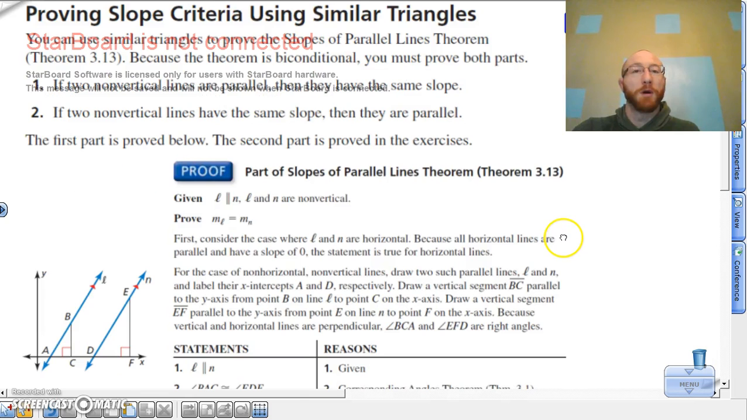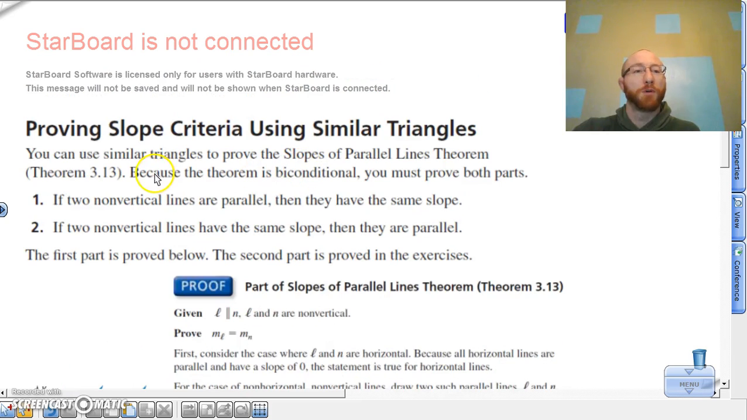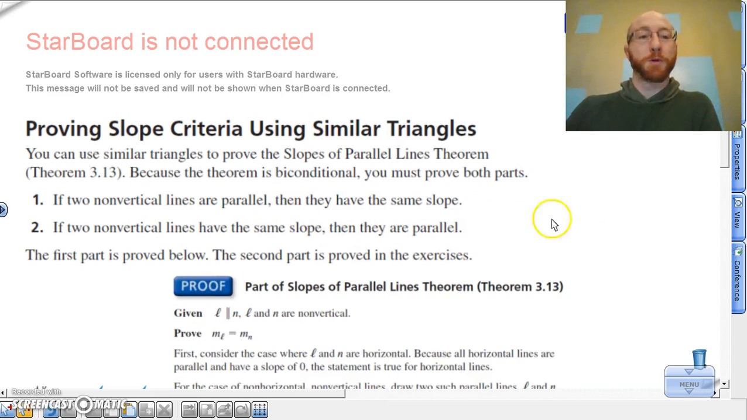So now we talked before about how we prove slope, right? We want to prove that parallel lines have the same slope. And there's a couple of different pieces, so you got to prove both parts. You want to prove that if lines are parallel, then they have the same slope. And you want to prove if lines have the same slope, then they're parallel. You want to make this biconditional.